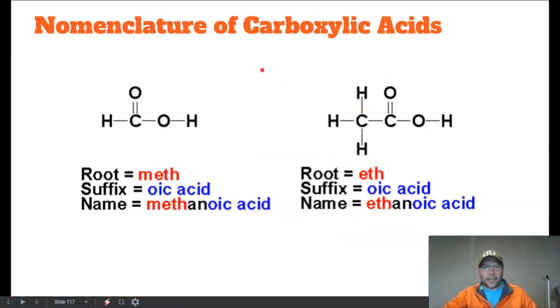Naming the carboxylic acid is nothing crazy. You'll just notice that it has an oic at the end. That's kind of what we're looking at there. So if this is the C in here, 1 C, we call it meth, and it's methanoic acid. That's all you've got to do. This one's got 2 carbons, so we call that ethanoic acid. If it had 3, it would be called propanoic acid. So just make sure that your carboxylic acids end in oic acid. So that'll help you out.